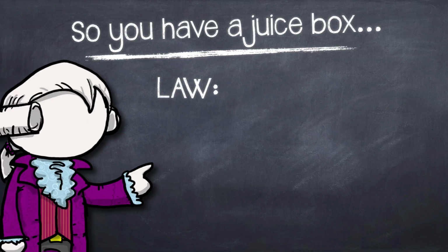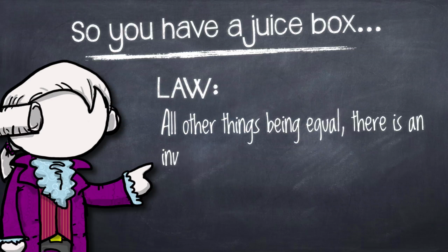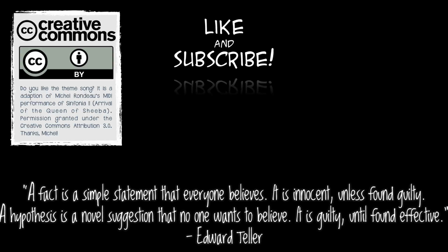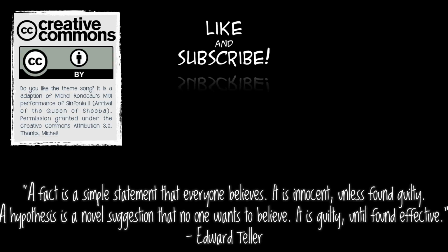And a law might be, all other things being equal, if we were to measure these things, that there would be an inverse relationship between pressure and volume. As pressure went up, volume went down, or as volume goes down, pressure goes up. And that's an actual law called Boyle's law. And so notice that the theory tries to explain, and the law is more of an observational statement about a wide range of phenomena, which we'll talk about more in the next video on theories and laws.